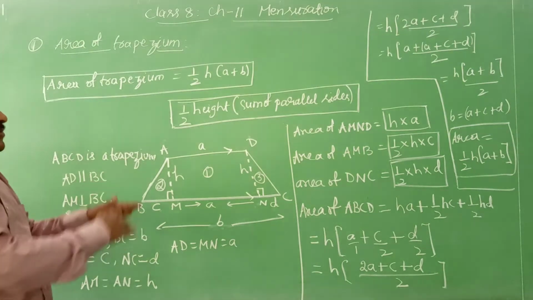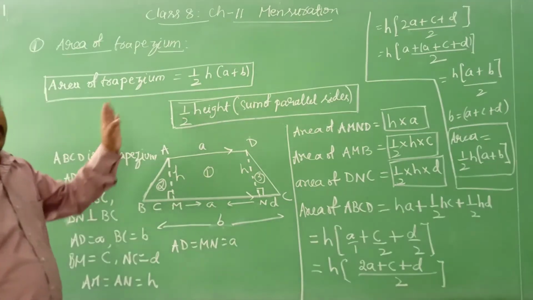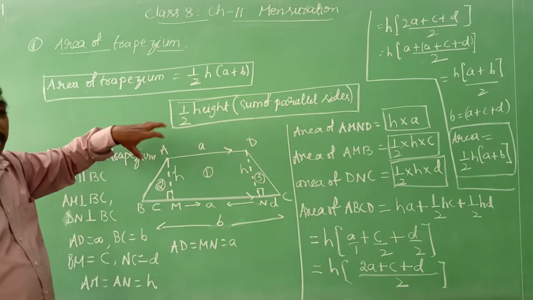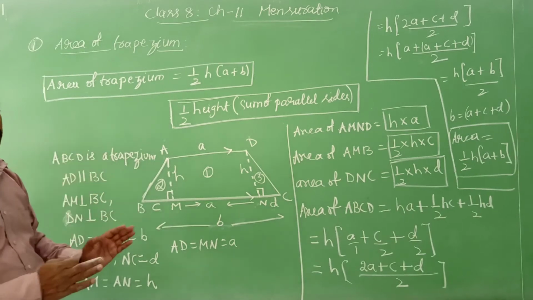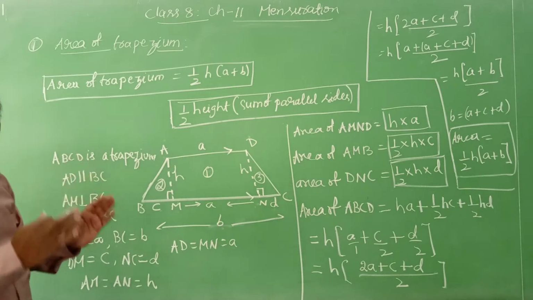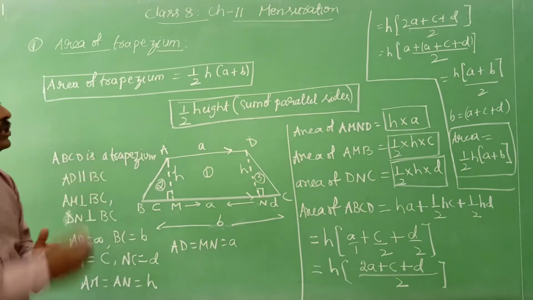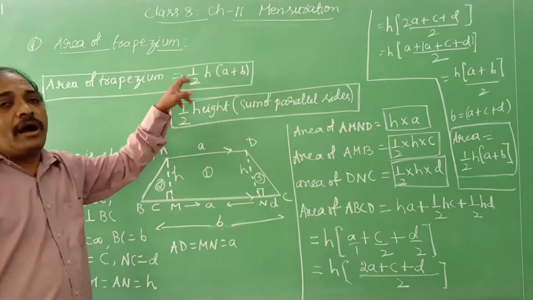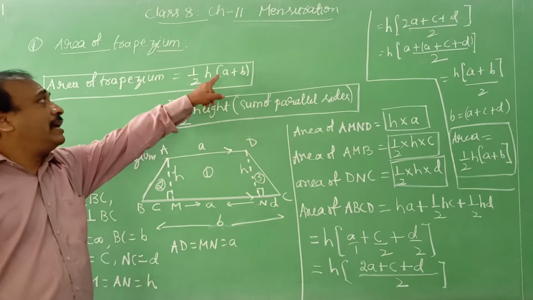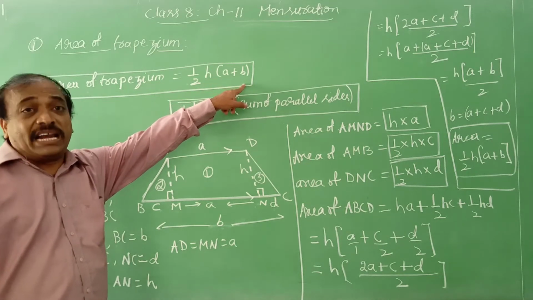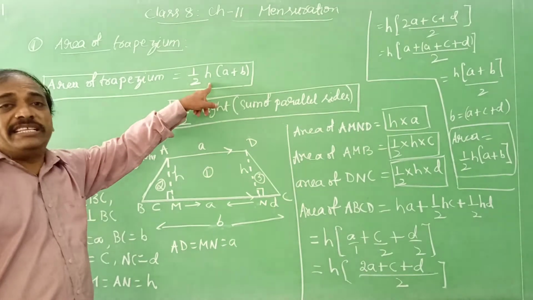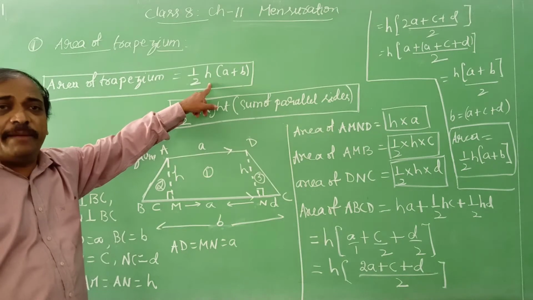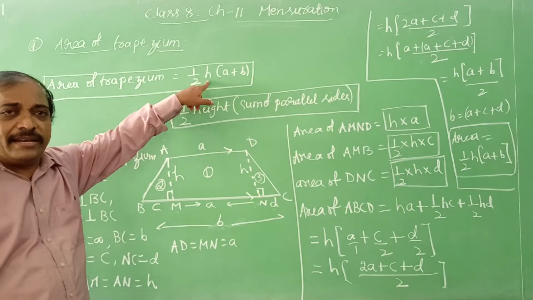So for the trapezium, whether it is in this shape or in the previous shape we discussed, the area formula we are going to use is half into H into (A plus B), where A and B are the lengths of the parallel sides and H is the altitude. Is it clear?